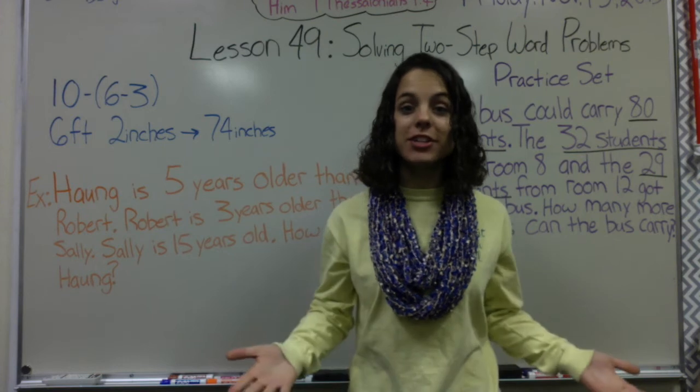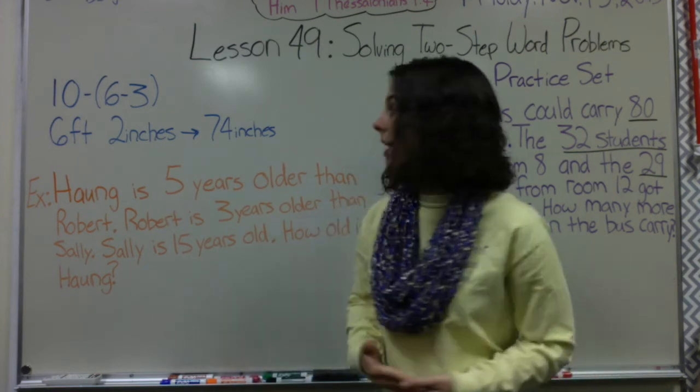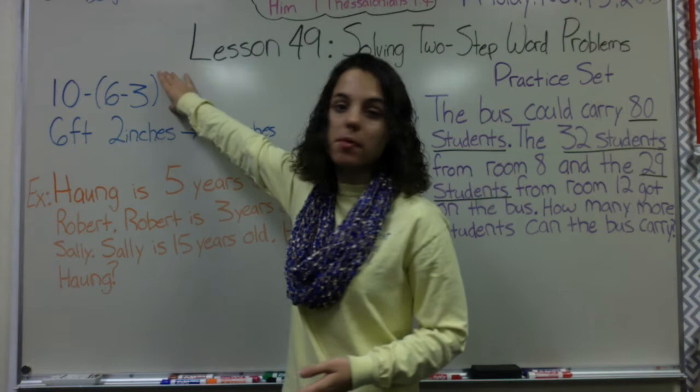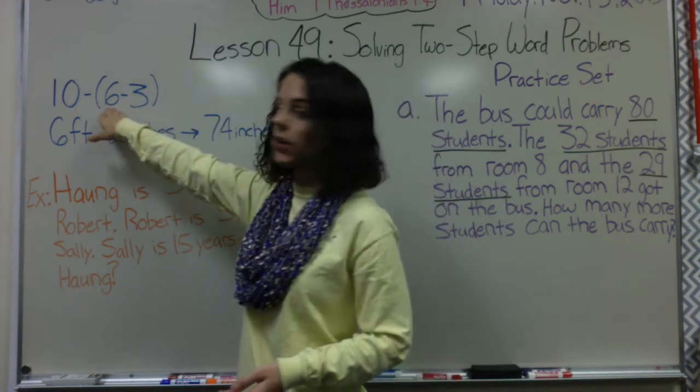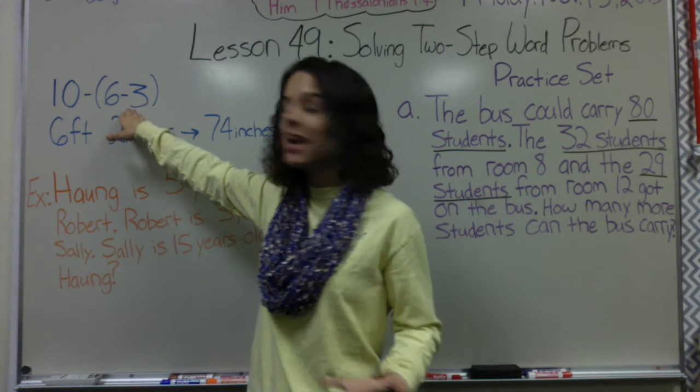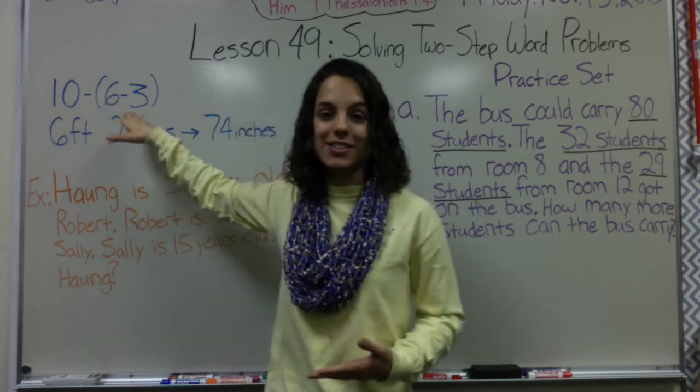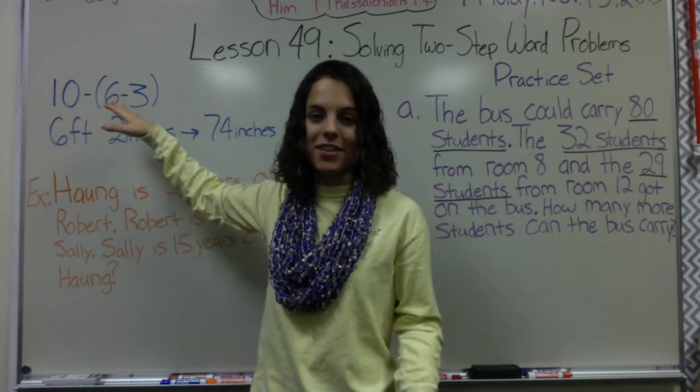Now we've already been doing two-step problems before, such as a subtraction problem with parentheses. I would have to solve it 2 steps at a time with parentheses first, 6 minus 3, which is 3, and then I would do 10 minus 3, which is 7.